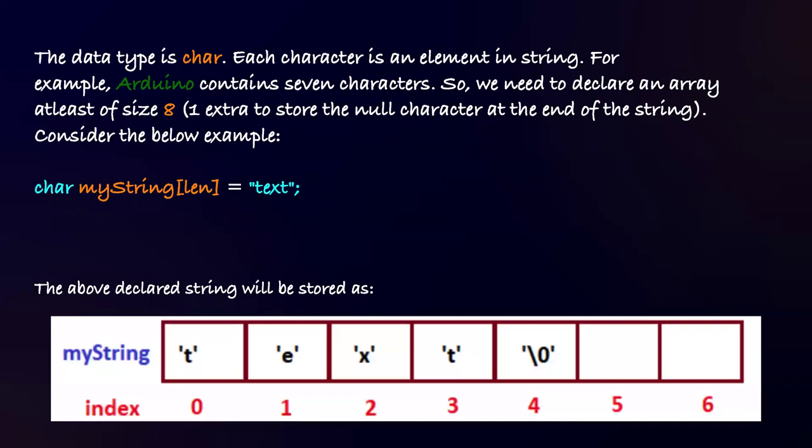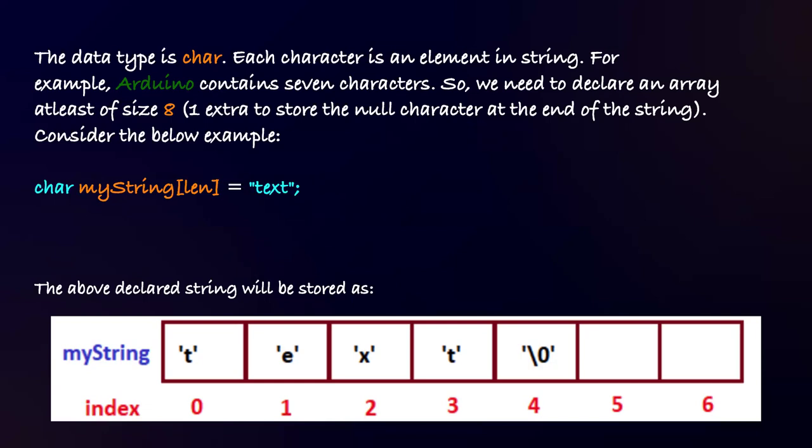Okay. See, the data type is char. That means character. Each character is an element in the string. Now, for example, Arduino contains 7 characters. So we need to declare an array at least of size 8.